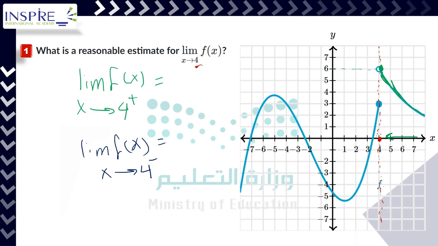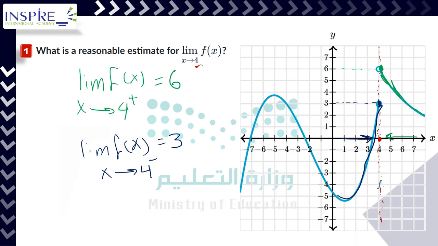The value of the function equals 6. Now the limit of the function as x approaches 4 from the left side: we will trace the function from the left side till it hits the line, and we will find that the value of the function is 3.